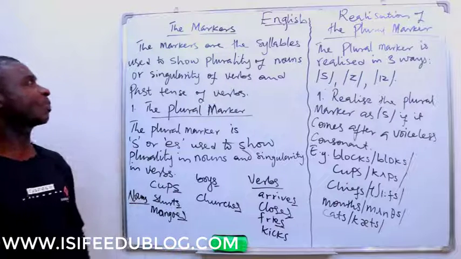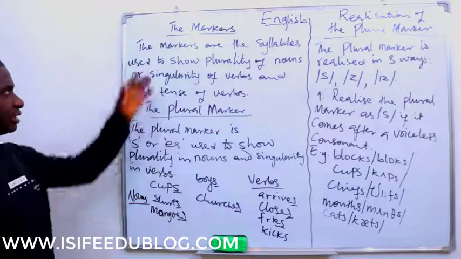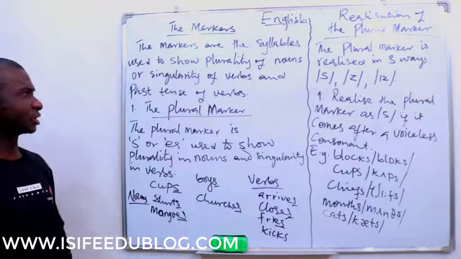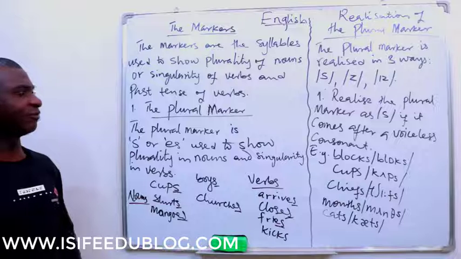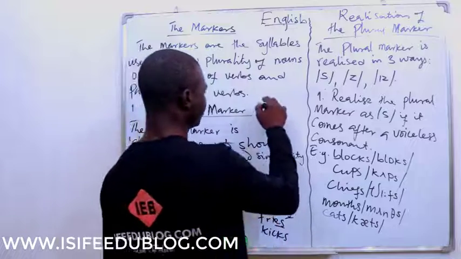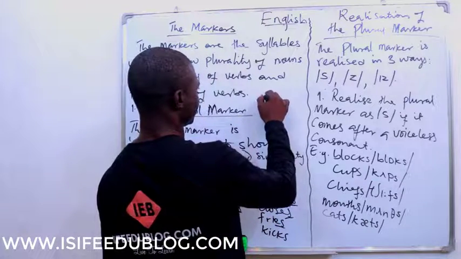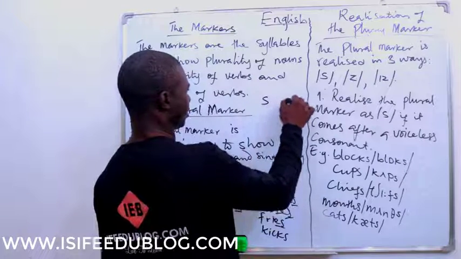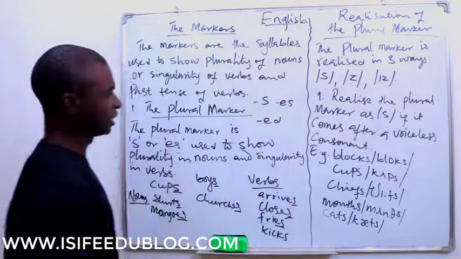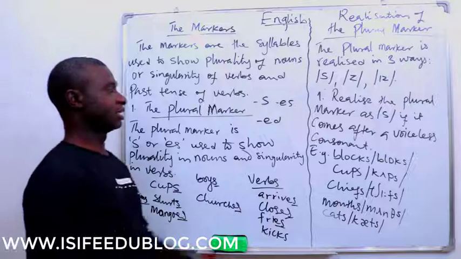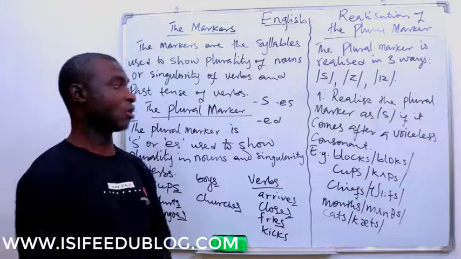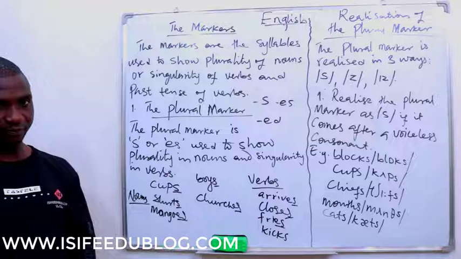The markers. What do we mean by the markers? We say the markers are the syllables used to show plurality of nouns or singularity of verbs and past tense of verbs. The morphemes S or ES or ED, we use to indicate that a verb is in the past tense, a noun is in the plural form, or a verb is in the singular form. They are called the markers.